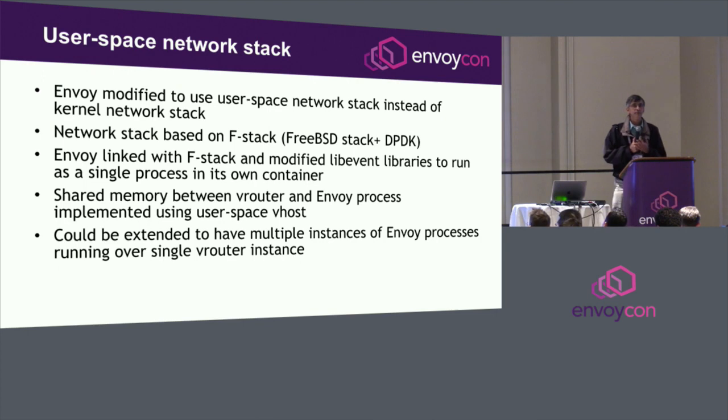So I mentioned that we have one process which runs Envoy, DPDK, and FStack. We could extend that to have multiple instances of the same process, and the vRouter could load balance the traffic across those multiple instances.